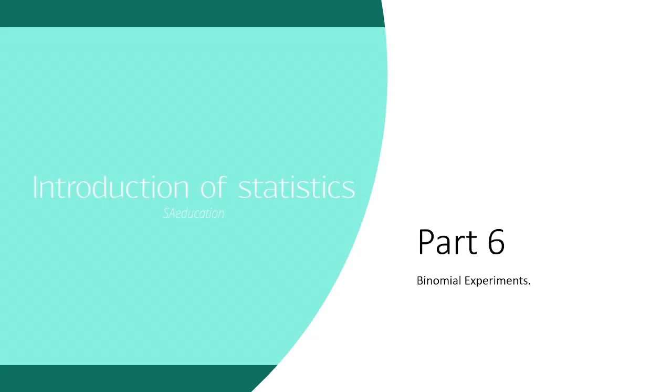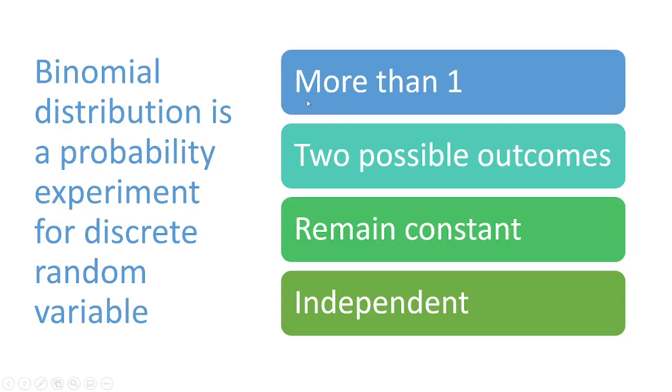Of statistics. Today we're going to look at binomial experiments. A binomial distribution is a probability experiment for a discrete random variable that has the four following features: it has to have more than one trial, it has to have two possible outcomes, the probability has to remain constant, and the trials have to be independent. You should all be familiar with this from the previous videos.